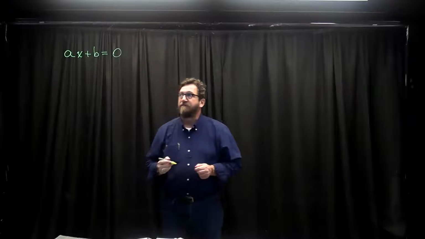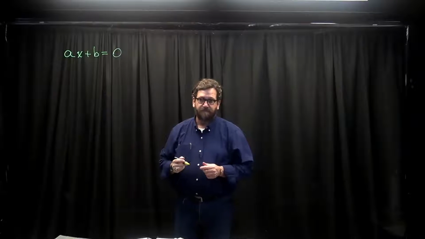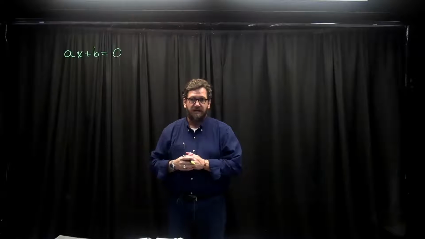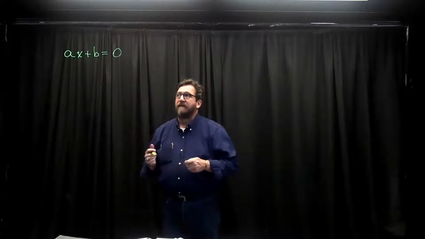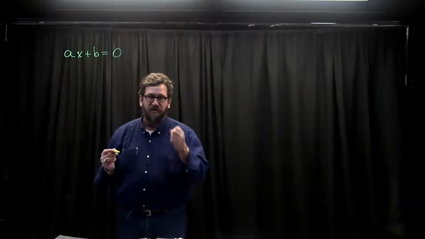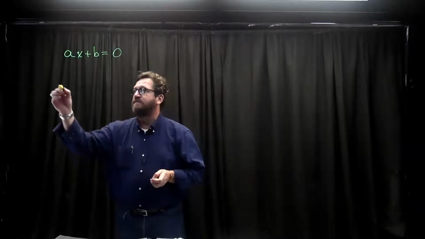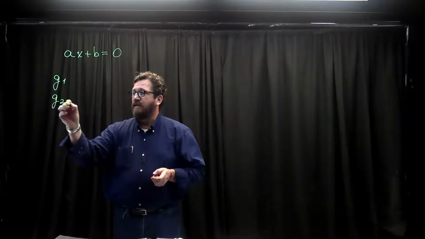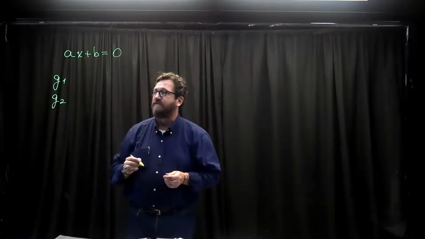That ax plus b is equal to 0. Because if it's not equal to 0, I can do some arithmetic. I can get b over on the other side. And this particular methodology is going to use 2 guesses. So I'm going to allow for guess 1 and guess 2 to take place.